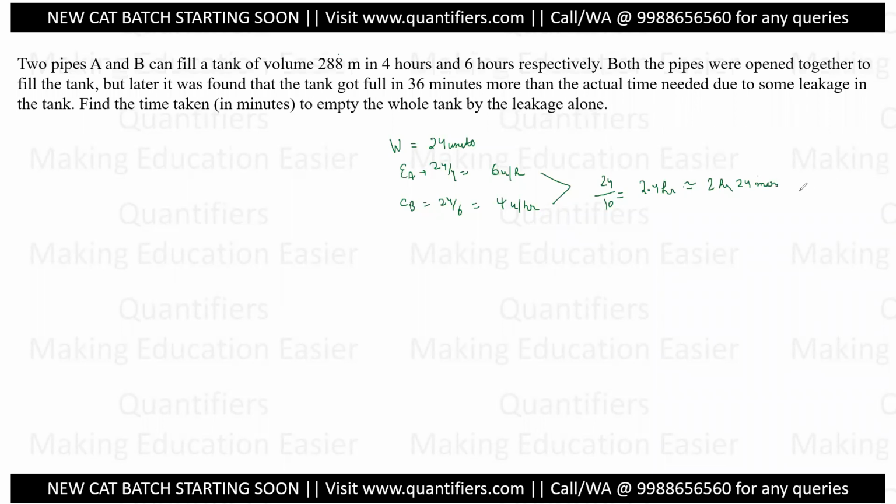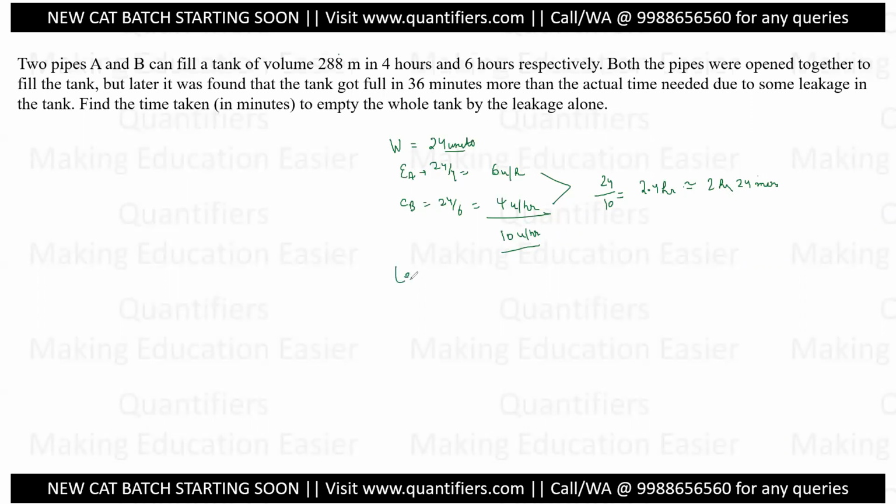Right? I hope that all of you can reach up to this point, right? If the total work is 24 units, they are doing 6 and 4 units respectively. So if they work together, they will work at 10 units per hour, total work is 24 units. So time taken would be 24 by 10, 2 hours 24 minutes.